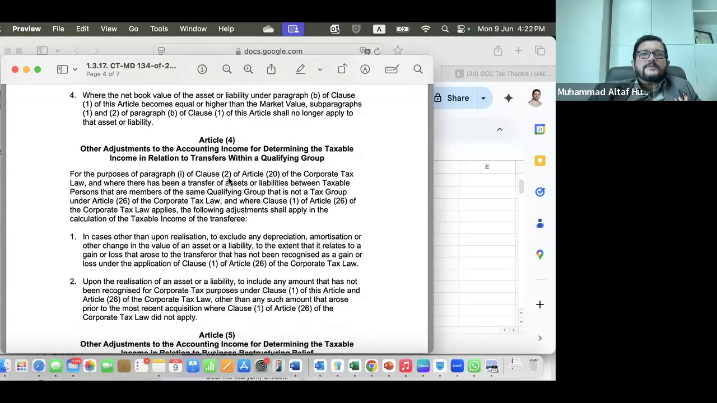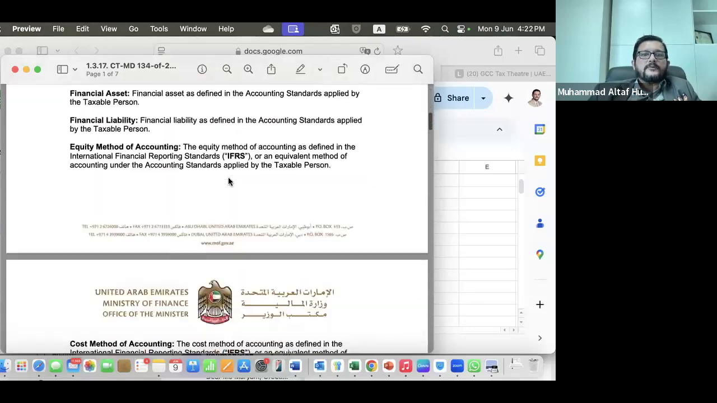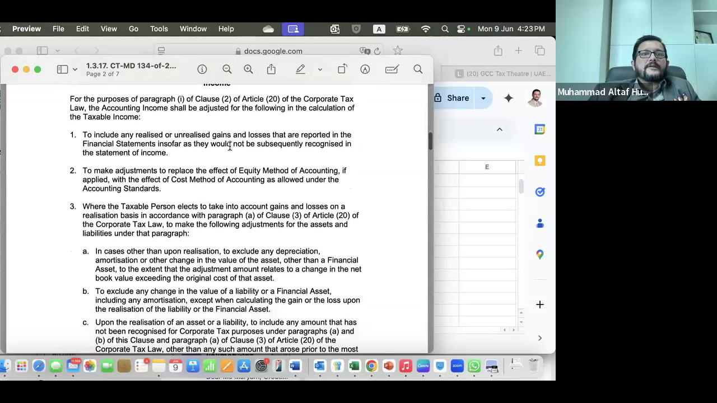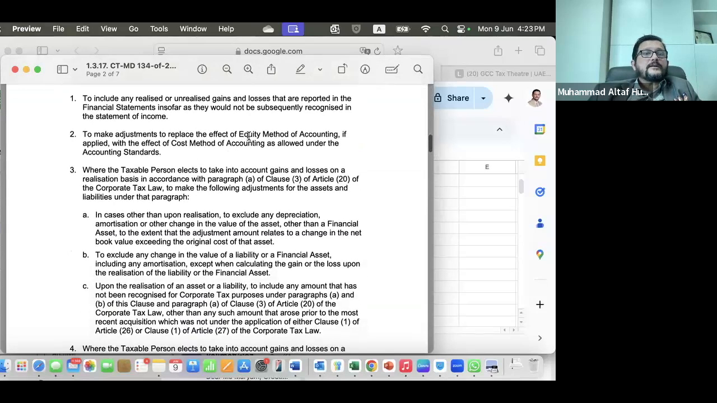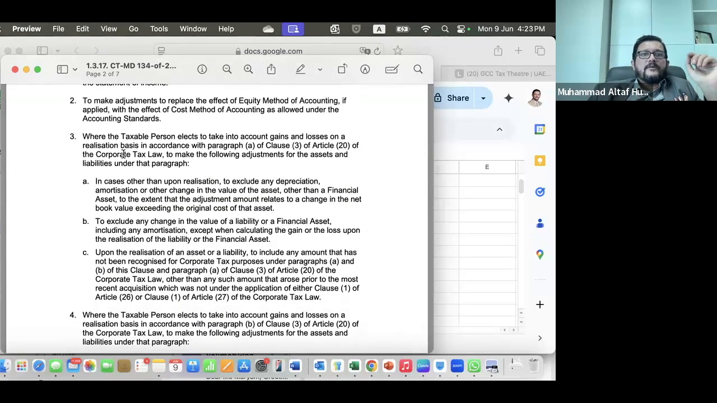So this ministerial decision talks about many things. After the definitions, the first thing is other adjustments to the accounting income for determining taxable income, realized and unrealized gains, and equity method related adjustments. This says that if you are adjusting the carrying value of the investment in your balance sheet, revert it back to the cost method. So that's in short how I've explained it.